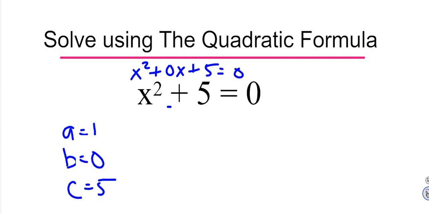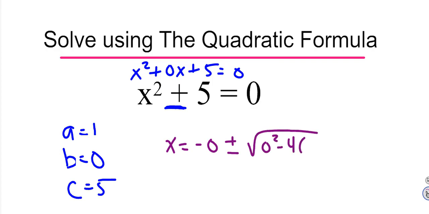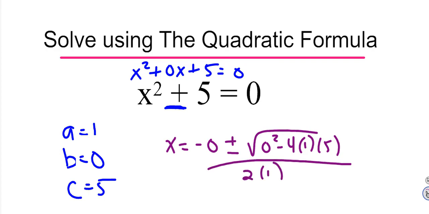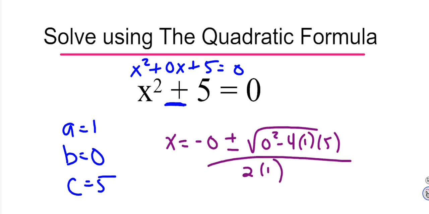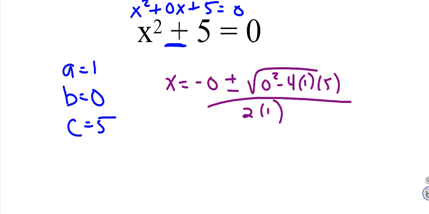So if you don't see an x, it's because the number in front of it was 0. So let's see. X equals negative b. Nice one, b is 0. Plus or minus square root b squared minus 4ac, all over 2a. All right, here we go. Oh, this is going to be really fun.